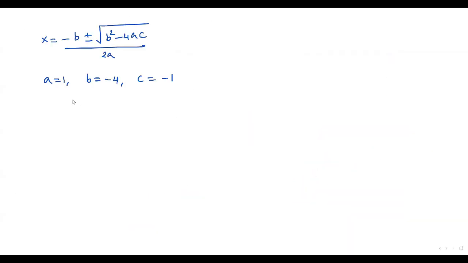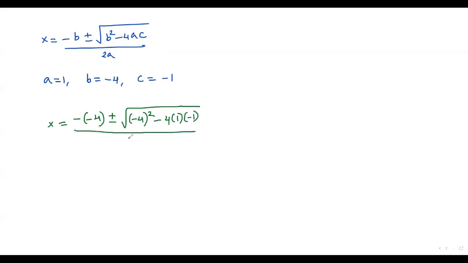Okay, now let me plug in the values of a, b, and c into the quadratic formula. Let me do it. x equals, so we have this negative in the formula itself, and the value of b is negative 4. So we can plug in negative 4 for b over here. Plus or minus the square root of b squared. b squared means negative 4 has to be squared. Then minus 4ac, the value of a is 1, the value of c is negative 1.